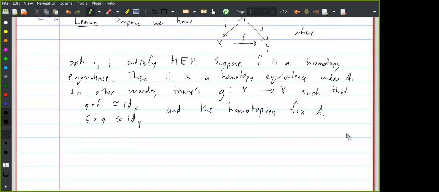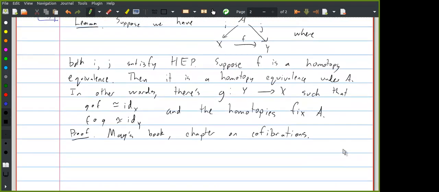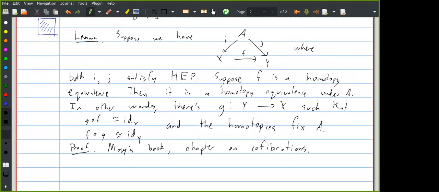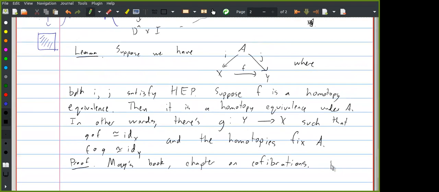Now, unfortunately, this is one of the things whose proof I did not prepare. So if you want to see the proof for this, you should look at May's book, the chapter on cofibrations. Or maybe somebody knows a quick way to prove this already, which would be cool. But we're just going to take this for granted for now.